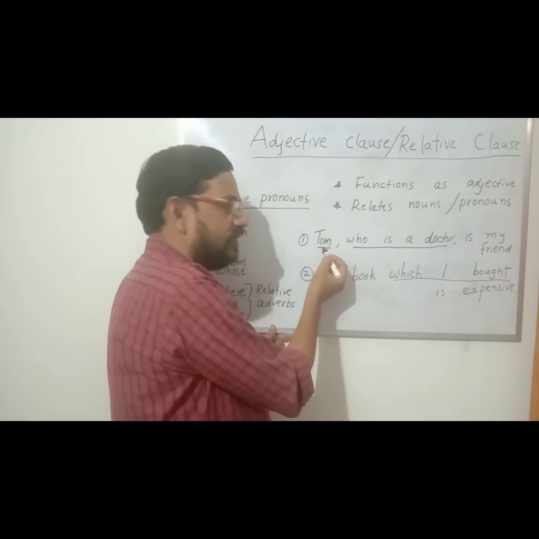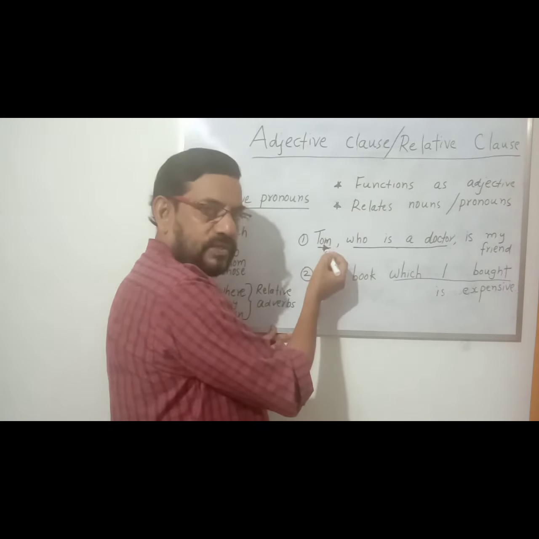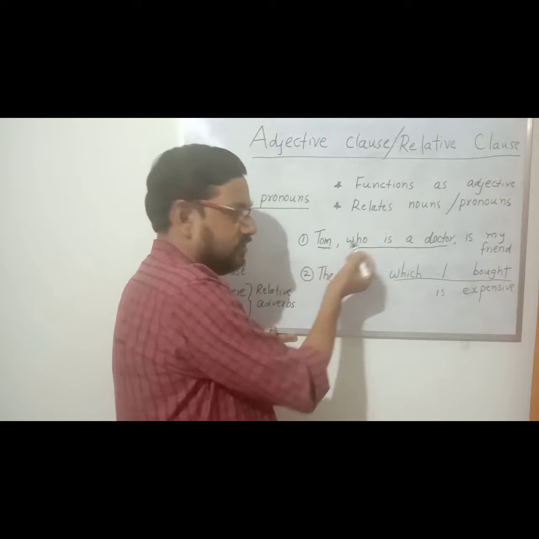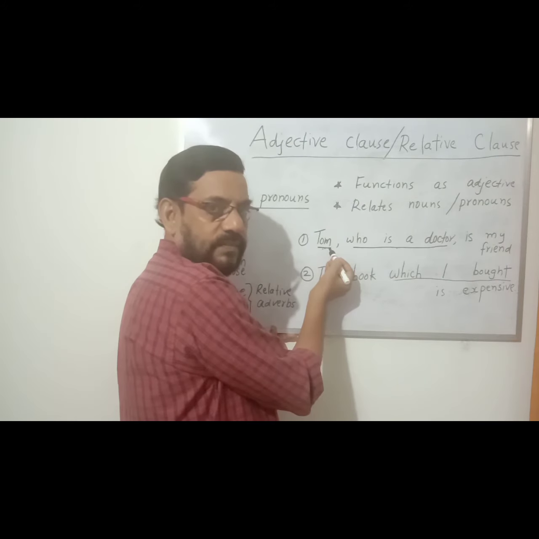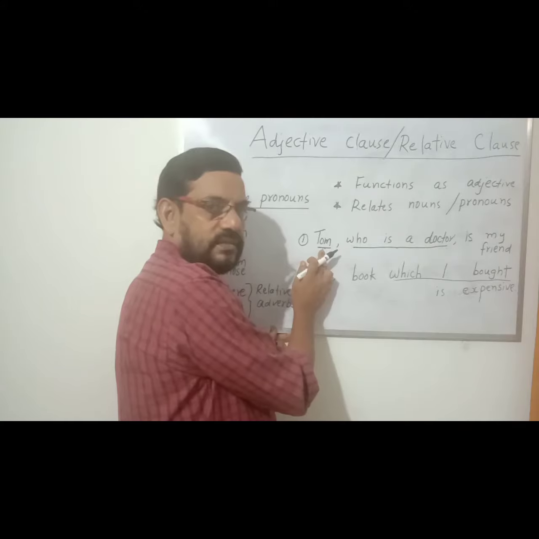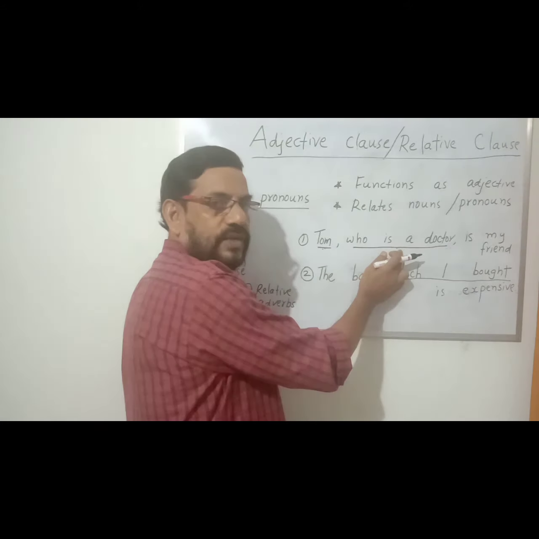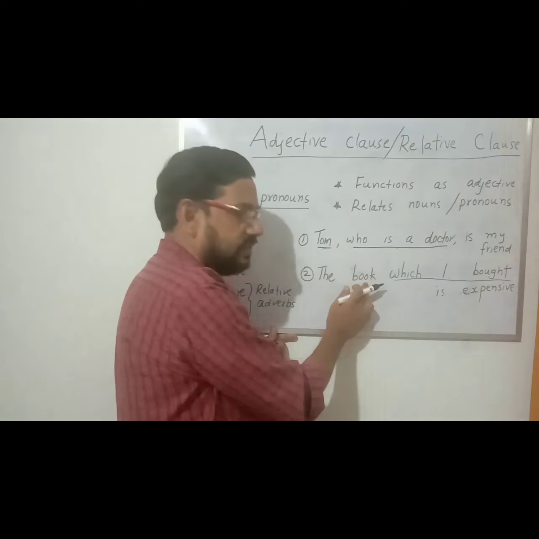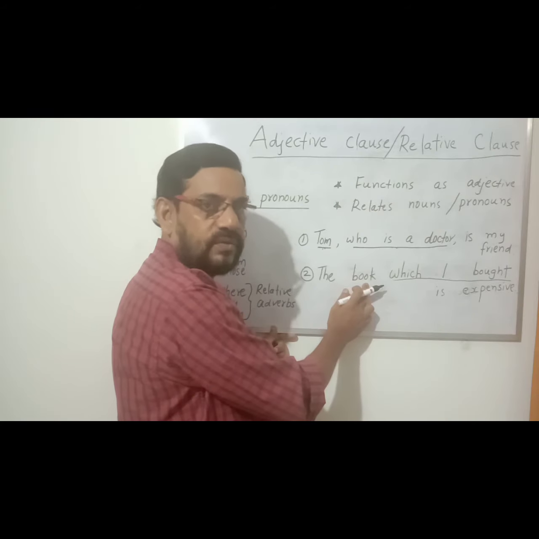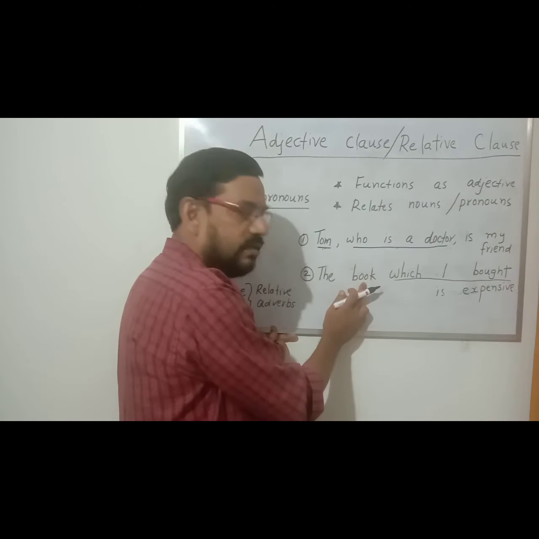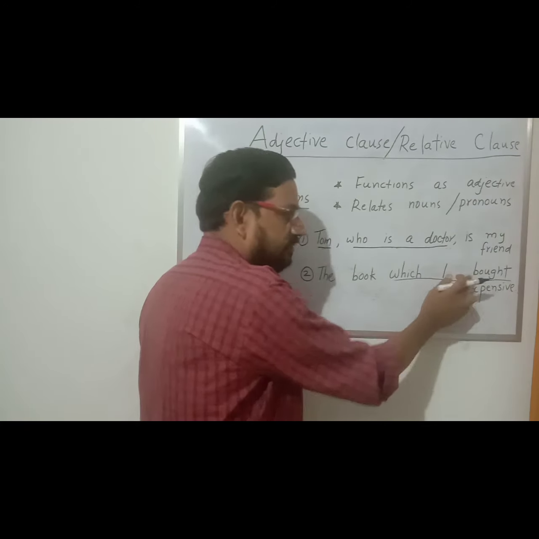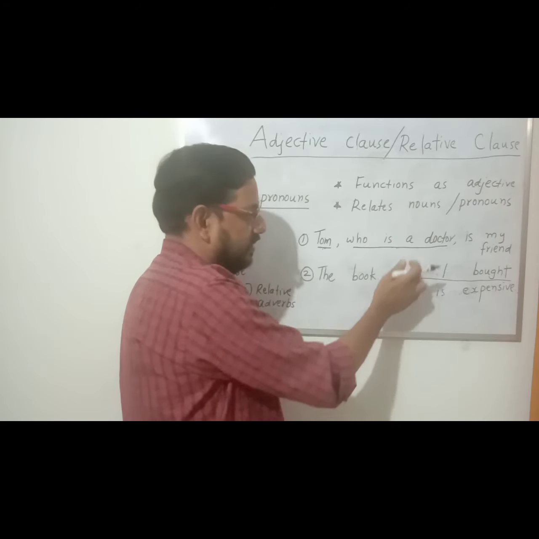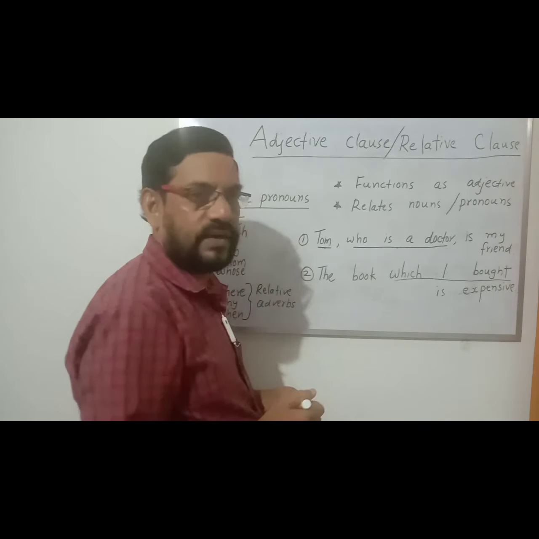Tom, this noun, is called the antecedent of this adjective clause. Which noun or pronoun is modified? That noun or pronoun is called the antecedent. Antecedent means coming before the adjective clause. And for this antecedent, what is used? This following clause is used. The book, book is the antecedent here. This is a noun. An antecedent may be a noun or a pronoun. For this antecedent, one clause is used, which I bought. So which I bought is an adjective clause or a relative clause.